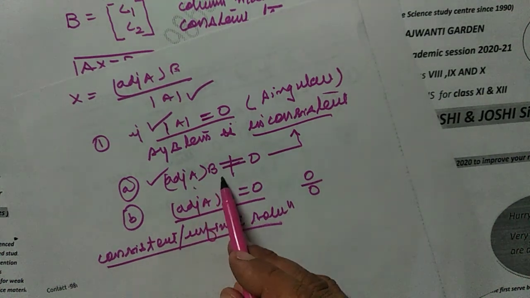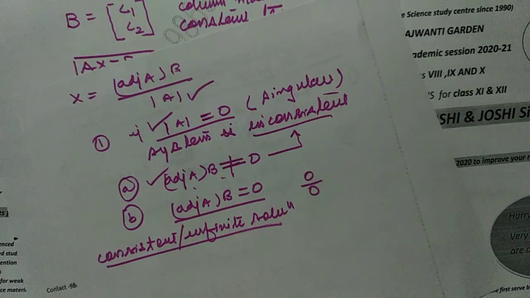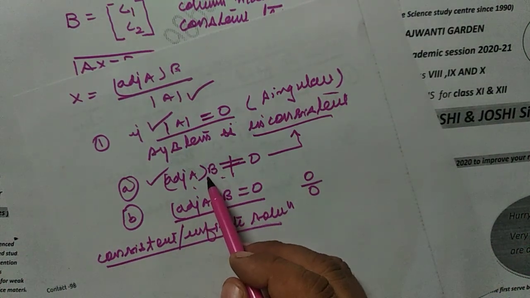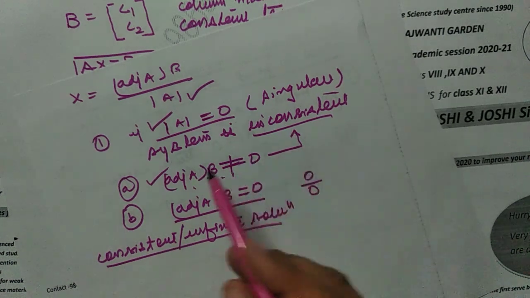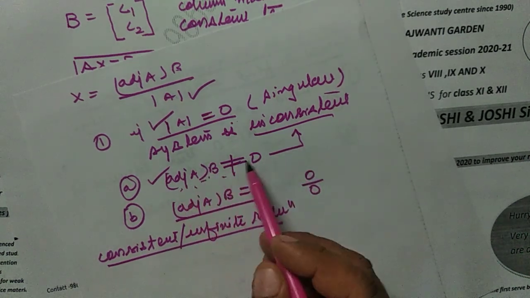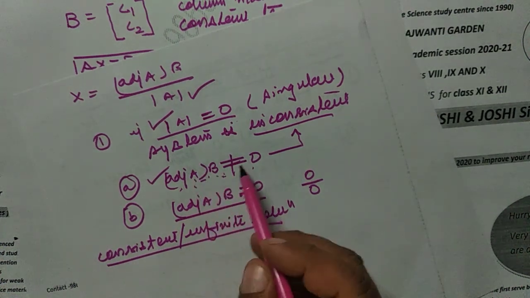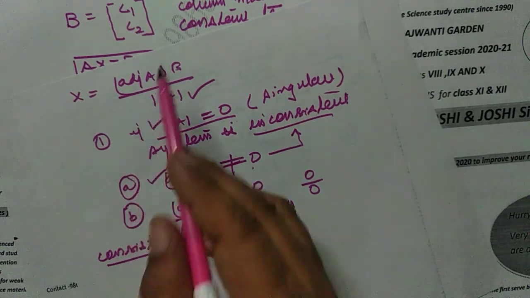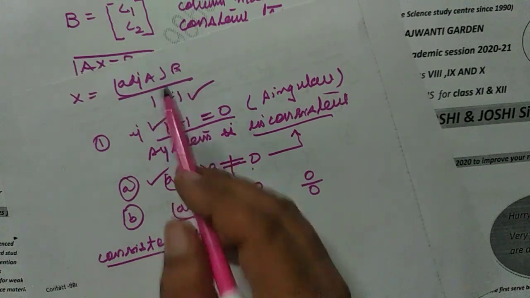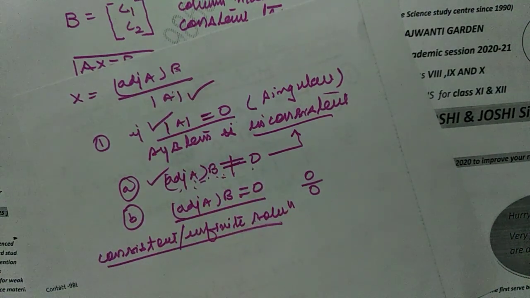If determinant of A is 0, to decide whether system is consistent or inconsistent, we have to find adjoint of A into B. We already know how to find adjoint of A. And now your fate of this equation will depend upon whether adjoint of A into B is 0 or it is non-zero. Suppose adjoint of A into B is non-zero. So means numerator is non-zero and denominator is 0. You can understand also, this is the reasoning behind that. If numerator is non-zero and denominator is 0, means it is inconsistent, not defined.